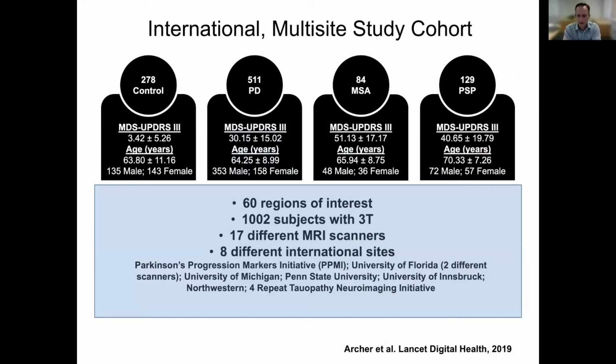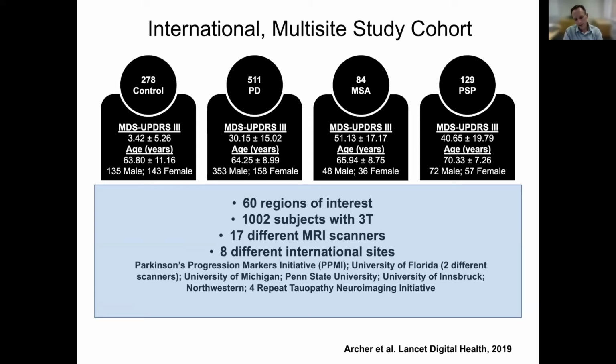So we started doing this several years ago, and we accrued a data set of over 1,000 participants from different scanners, all across the world. Data was donated. We have 17 different MRI scanners in this data set, and we have 8 different international sites. We had in the study 278 controls, 511 PD, 84 MSA, and 129 PSP. This paper was published in Lancet Digital Health in 2019.